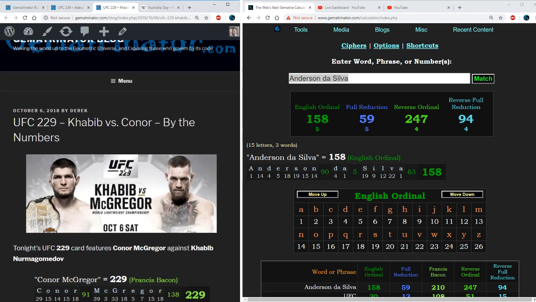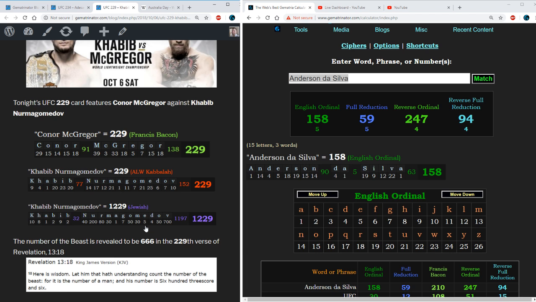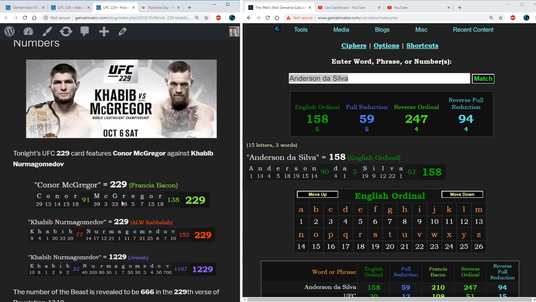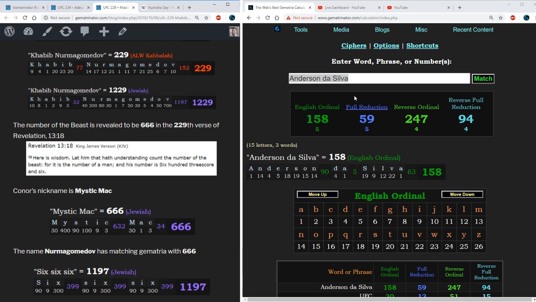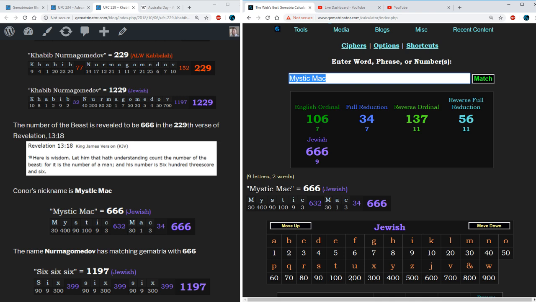A few months ago, I decoded UFC 229, which was Khabib Nurmagomedov against Conor McGregor. The number 229 is significant to occulted numerologists. The 229th verse of Revelation reveals the number of the beast to be 666. That's Revelation 13:18. So not only do both men have connections to the number 229 in their basic gematria, but also consider that Conor McGregor's nickname is Mystic Mac.